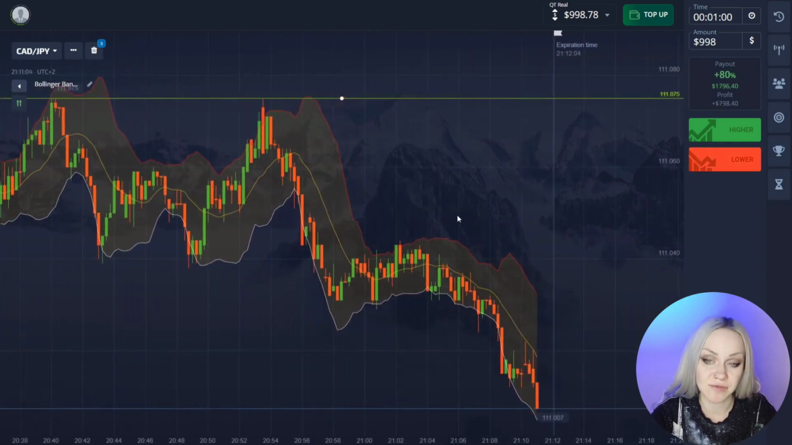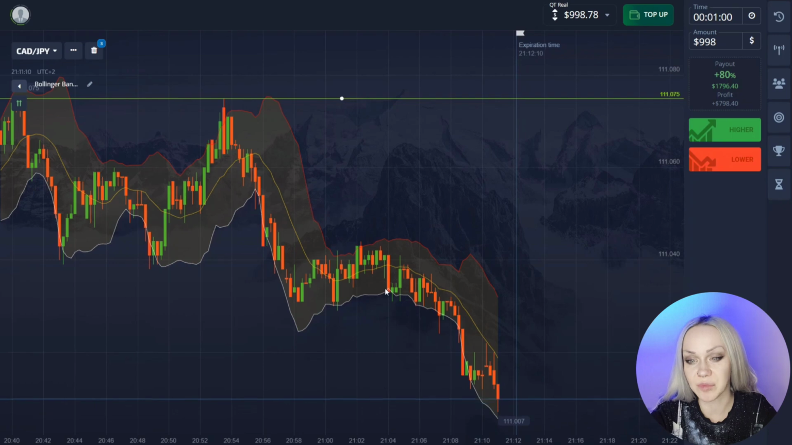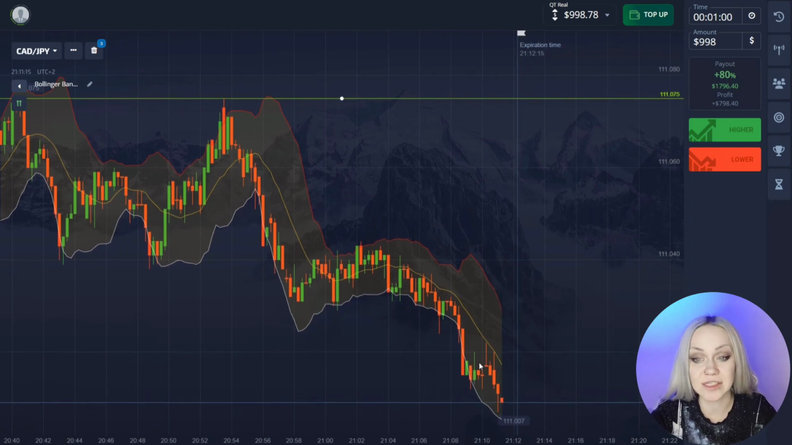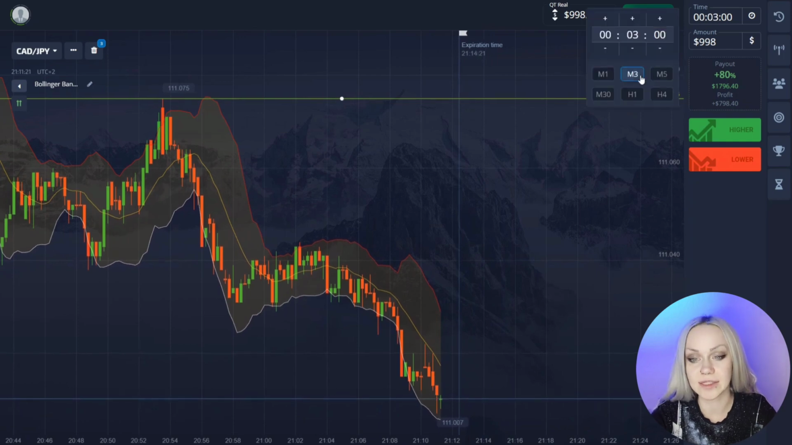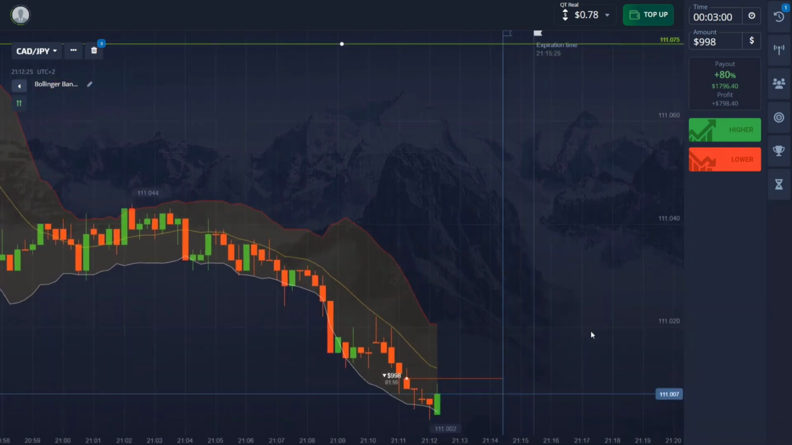The downtrend is relevant here. The price moves most of the time in the lower limit of the price channel. The chart already made a small pullback and again it continued to go down with red candles. I open a trade for a fall for $98 for 3 minutes as I think the bearish trend will continue.